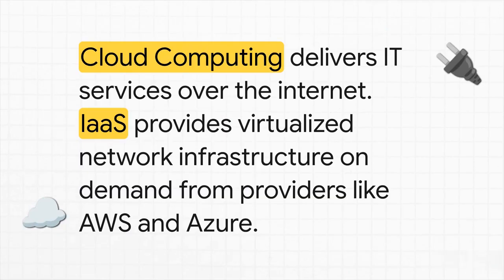Now, when you take that programmability and combine it with the immense power of the cloud, you get something called Infrastructure as a Service, or IaaS. What this means is that basically anyone can get access to massive networking power, on demand, all managed by providers like AWS, Azure, and Google Cloud, without ever having to touch a single physical router.